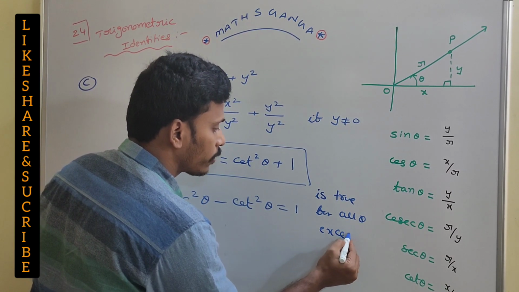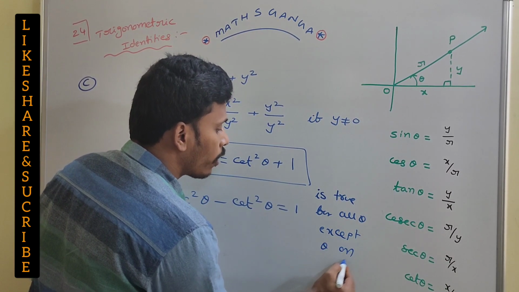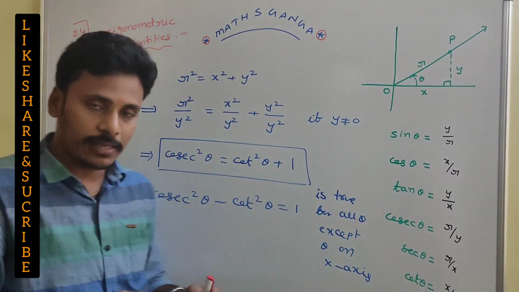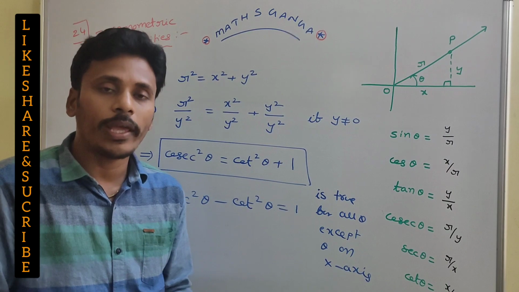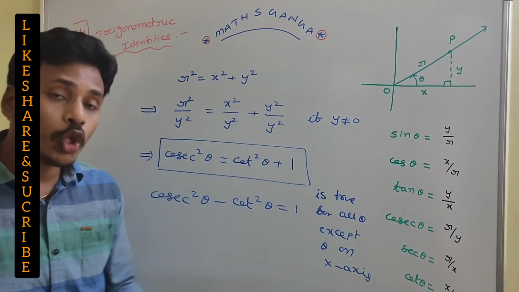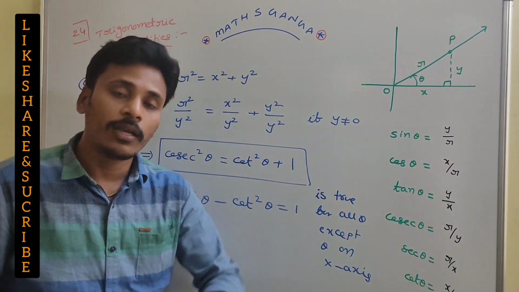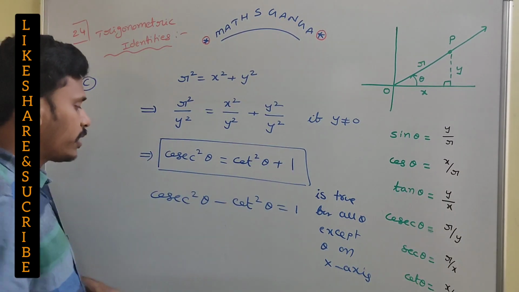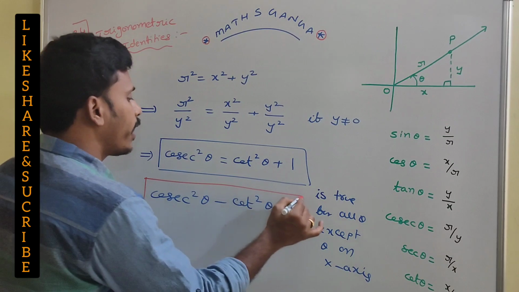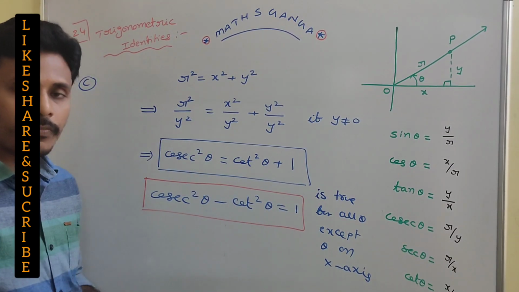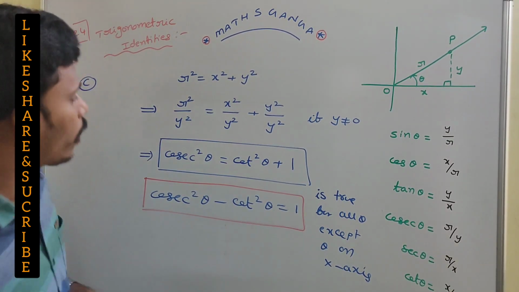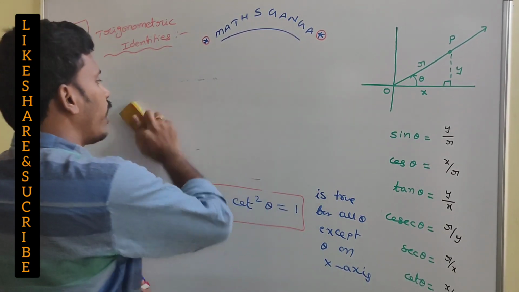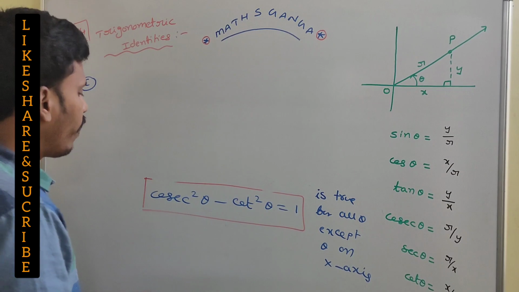except theta on the x-axis. Because if the angle theta corresponds to the x-axis, then the y coordinate value is 0. Then in those cases, this relation is a false one, and in the remaining cases, this is a true statement. So at the end, you need to memorize that cosecant square theta minus cot square theta is equal to 1. To mention a few examples related to this, you take any angle as you wish in place of theta, and clearly it gives the value 1.